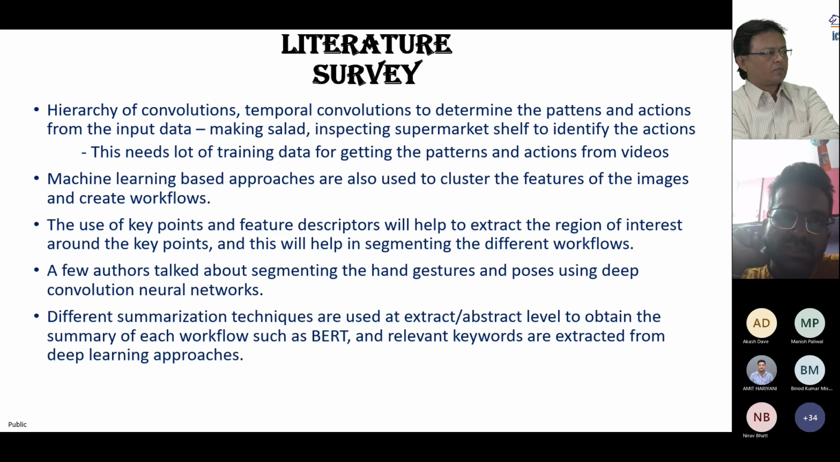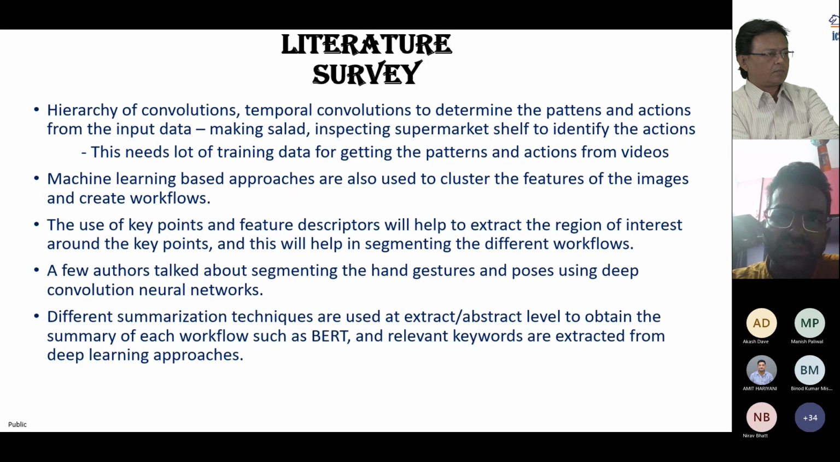So as part of the supervised method, people are using temporal convolutional neural networks to get different actions from the video segment data, and it is applied to multiple use cases like supermarket use cases and making salad. There is one paper which I cited in the references.